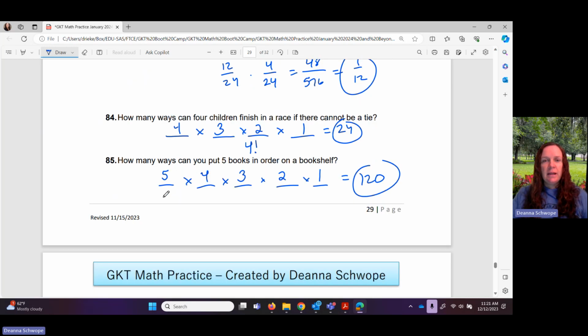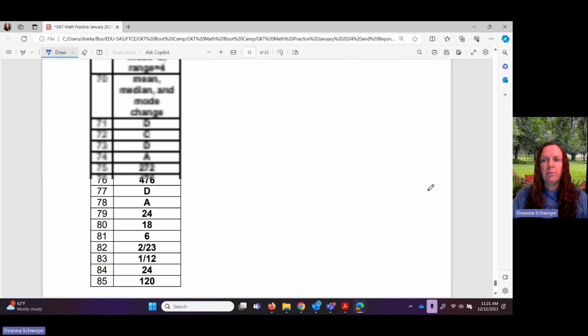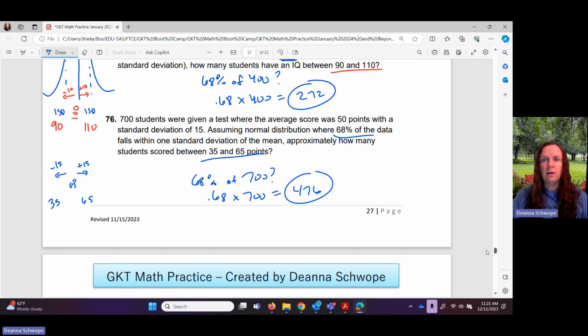And you'll notice the next page is just 3 pages really of the answer choices.